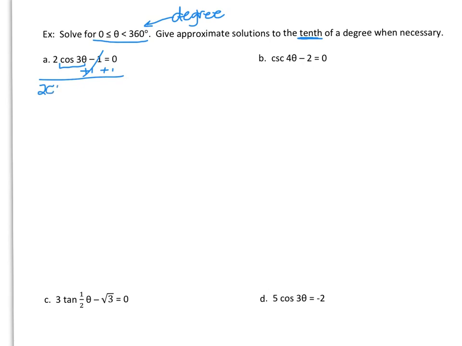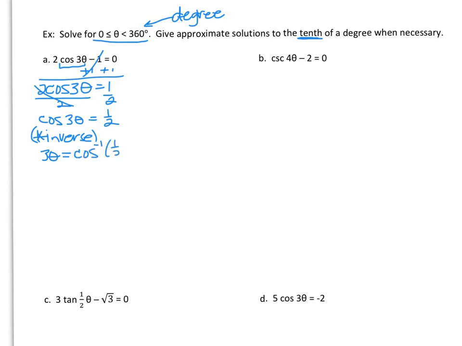We still have the 2 out in front of the cosine. So we'll get rid of that next. Divide both sides by 2. Leaving us with cosine 3 theta equals 1/2. There's step 1, isolating your trig b theta term. Step 2, take the inverse to get your b times theta by itself. So on the left side, you'd be left with 3 theta. On the right side, we have to take cosine inverse of 1/2.